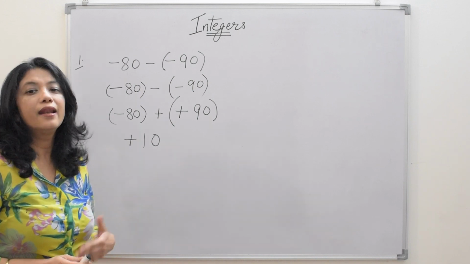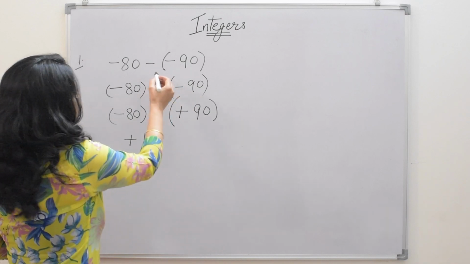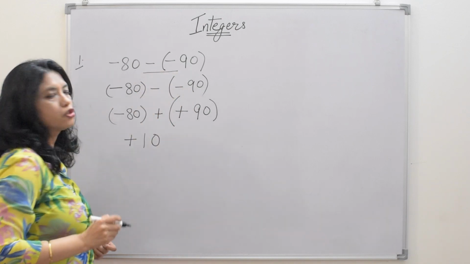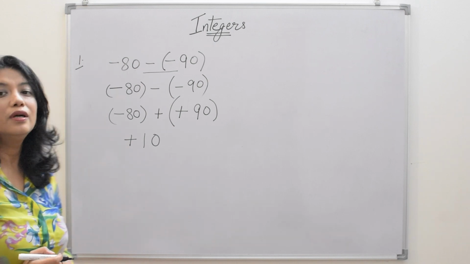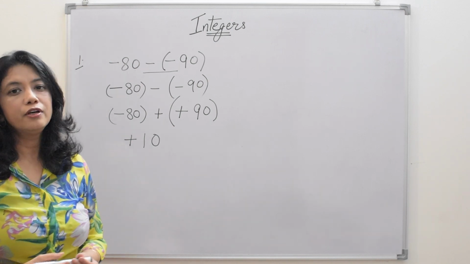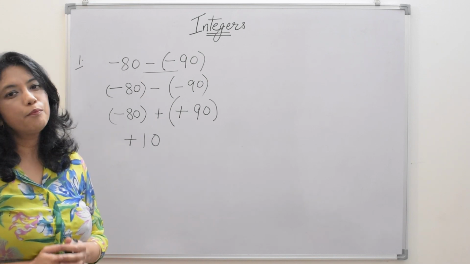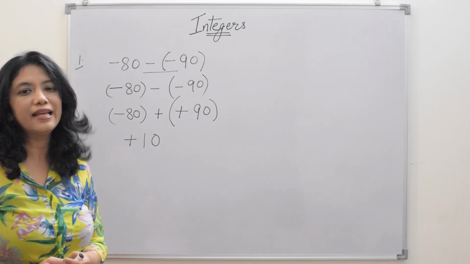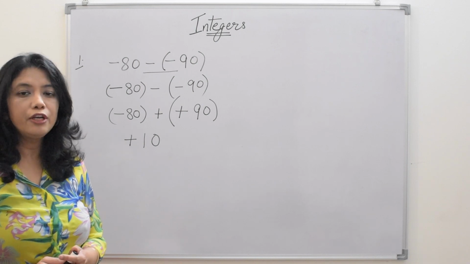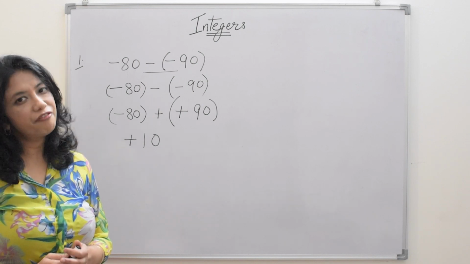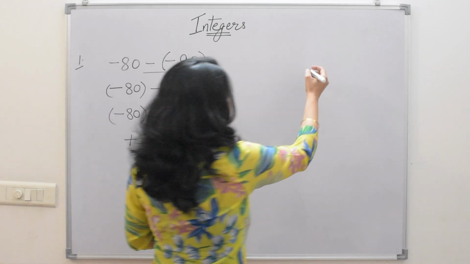We will learn another method which is opening of brackets. Whenever we get two signs together like this, separated by a bracket, what will we do? We know that whenever we have two same type of numbers, we do addition, whether they are both positive numbers or both negative numbers. Whenever we have both same type of numbers, we do addition. When we have different type of numbers, we will do subtraction. Same is the case here.